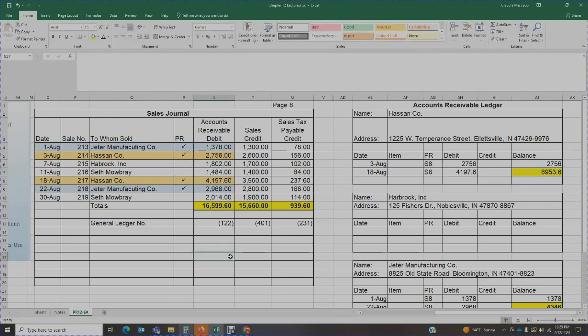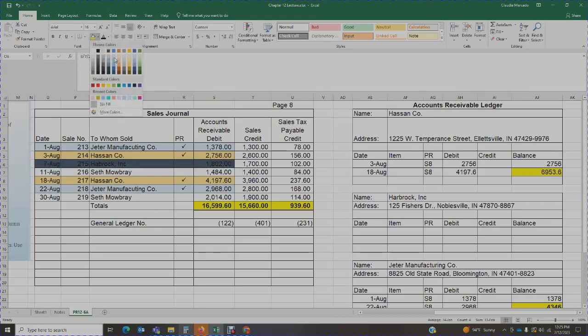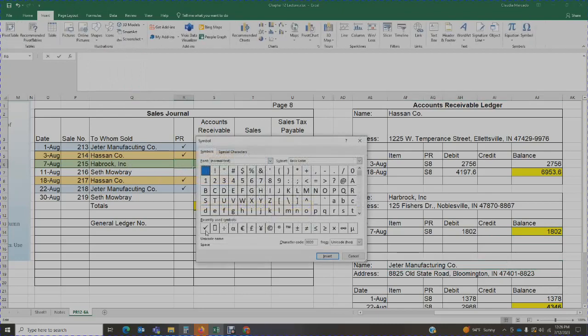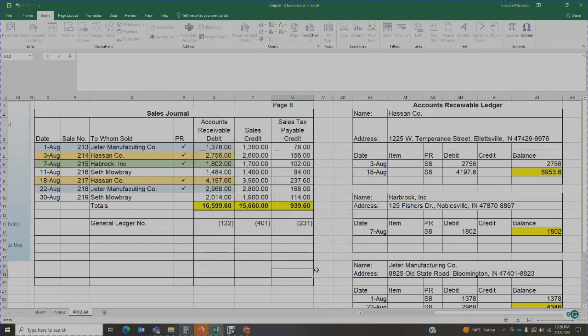Okay, next I'm going to look at Habrak, and I have only one entry for Habrak. For Habrak we have August the 7th, sales journal 8, and the amount is 1802. So my balance is 1802. That will be my ending balance. And now I can go ahead and mark that I've transferred that information over.